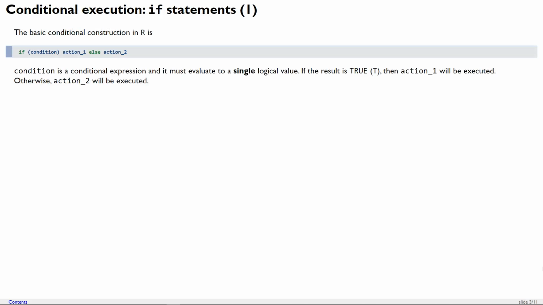The basic conditional construction in R is the if-else statements. The syntax is: if (condition) action 1, else action 2. Condition is a conditional expression, and it must evaluate to a single logical value. So this condition can only yield one single logical value, TRUE or FALSE, or T or F. If the condition is true, action 1 is executed. Otherwise, action 2 is executed.